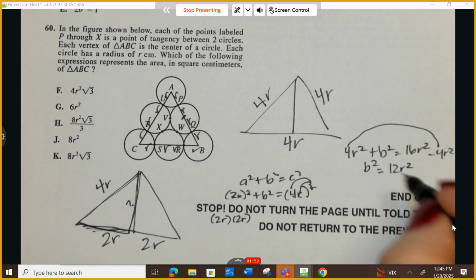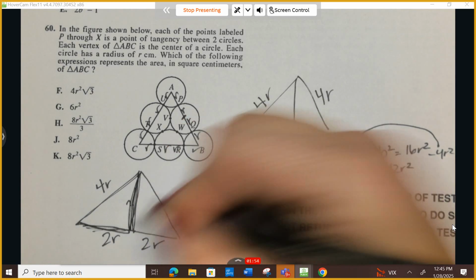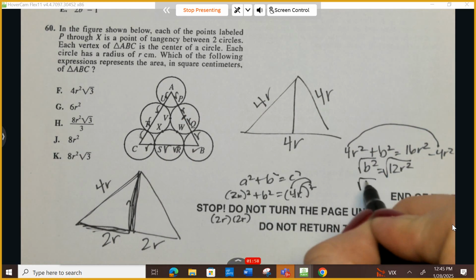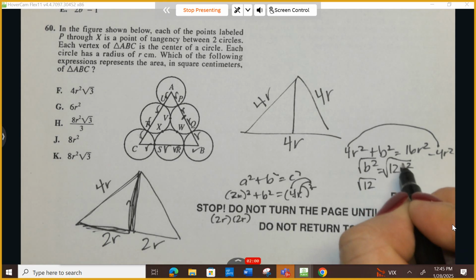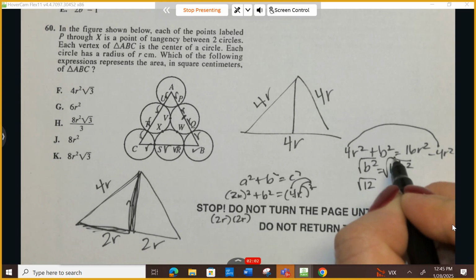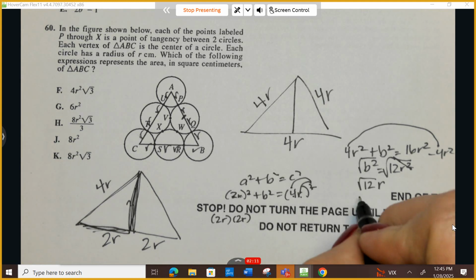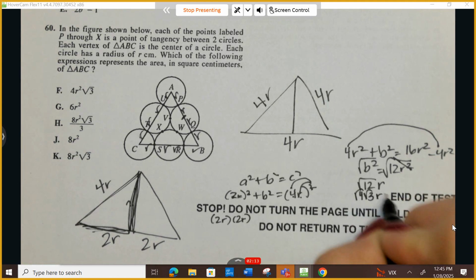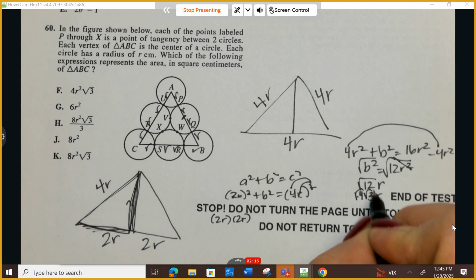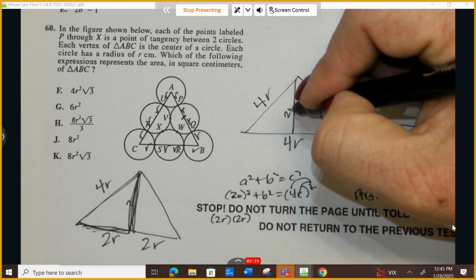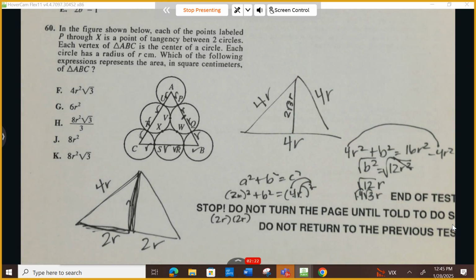Okay, now I need to get this b by itself because this is the height. So I take the square root of both sides, and I have the square root of 12, and then if I have a square root and a square, what am I left with? Simply r. Now, there's nothing wrong with that, but how do I break down the square root of 12? You have to go back to freshman year here. Does anybody remember? 3 and 4, right? So the square root of 4 times the square root of 3 is the square root of 12. So this length right here is 2 square root of 3 r.